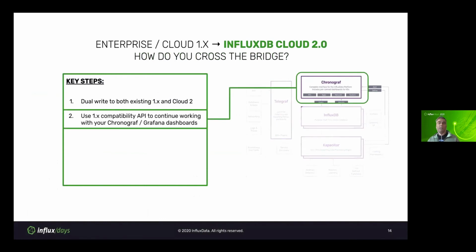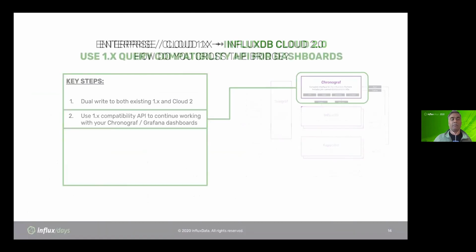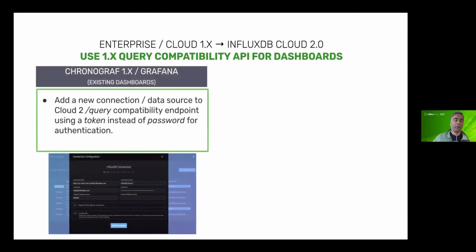Let's talk about the visualization, right? So if you're using, I don't know, Chronograf or Grafana dashboards or your own visualization, this is the way it will work. So for Chronograf 1.x and Grafana, you would actually add a new connection. For Chronograf, you can simply go in and create a new connection and point to Cloud 2. And when you point to Cloud 2, there is a bit of a prerequisite that you have to do. We call it, again, DBRP mapping.